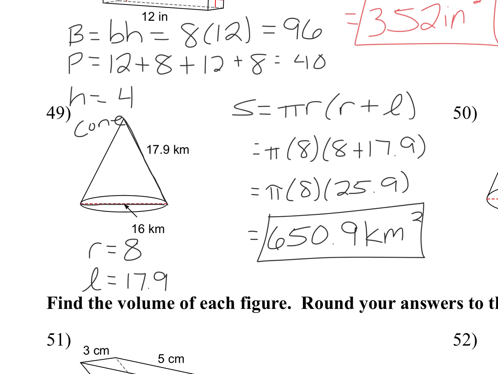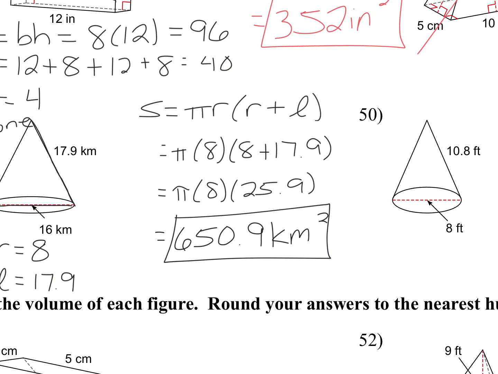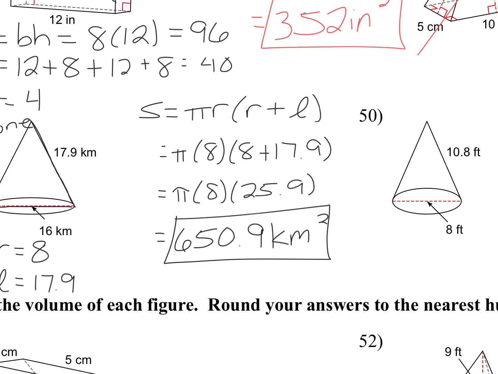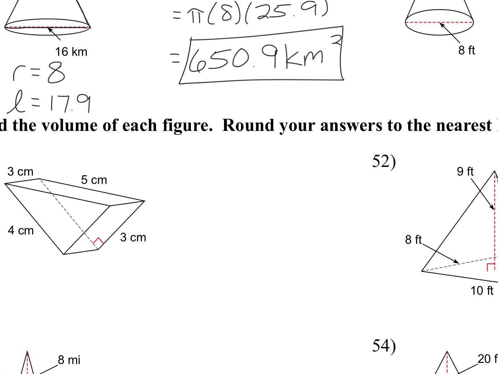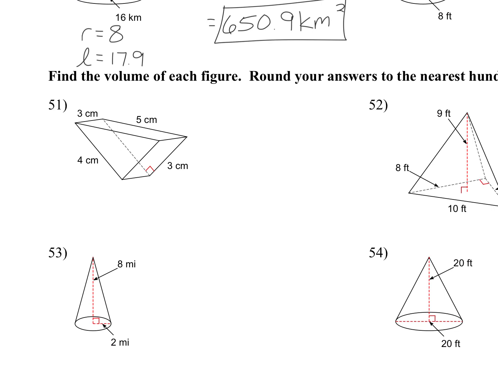Good. And 50, is it going to be any different? No, just different numbers. So when we get to 51 through 54, now what's it asking for? Volume. Okay. So first you need to understand what the shape is. What's the shape of 51? Prism. Yep. To find the volume of a prism, it's capital B times H.